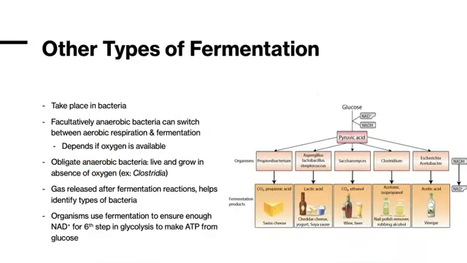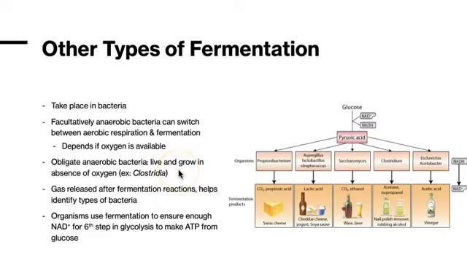Now we do have some other processes of fermentation that take place, and this is typically within bacteria. We have a classification of facultative anaerobic bacteria that are able to switch between aerobic respiration and fermentation. Essentially, it really depends on if that oxygen is present. It will utilize aerobic respiration, but if not, switches to fermentation. But then other bacteria are known as obligate anaerobic bacteria, and that obligate tells us that it has to be anaerobic. So in these cases, oxygen is like poison to this type of bacteria.